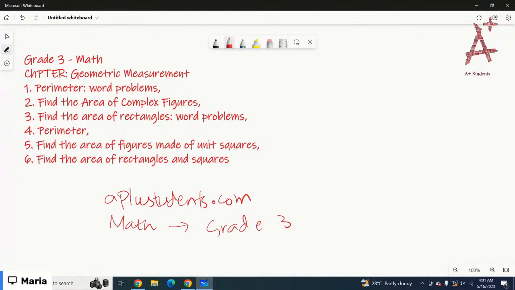So we're going to start with the chapter geometric measurement, and the lessons we're going to cover today are perimeter word problems, find the area of complex figures, find the area of rectangle word problems, perimeters, find the area of figures made of unit squares, find the area of rectangles and squares. So let's just start with the first lesson, perimeter.